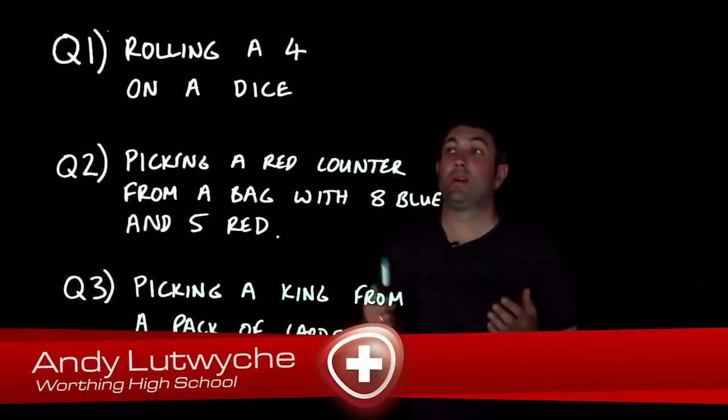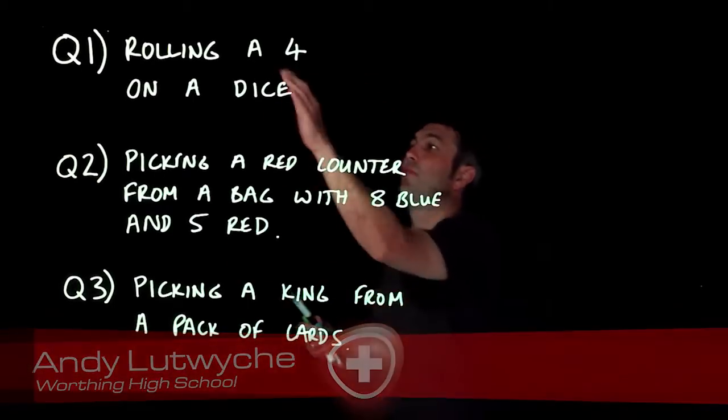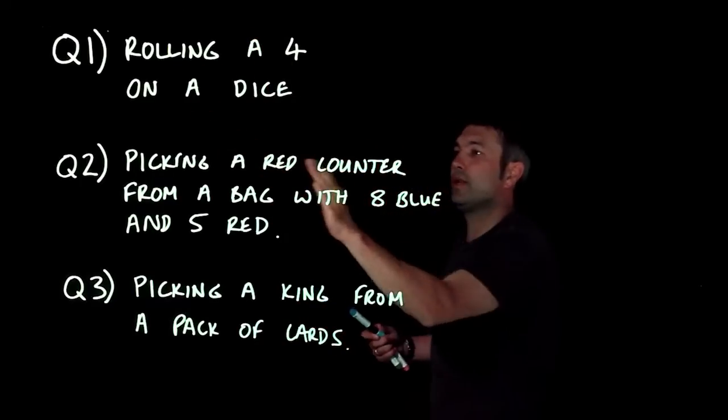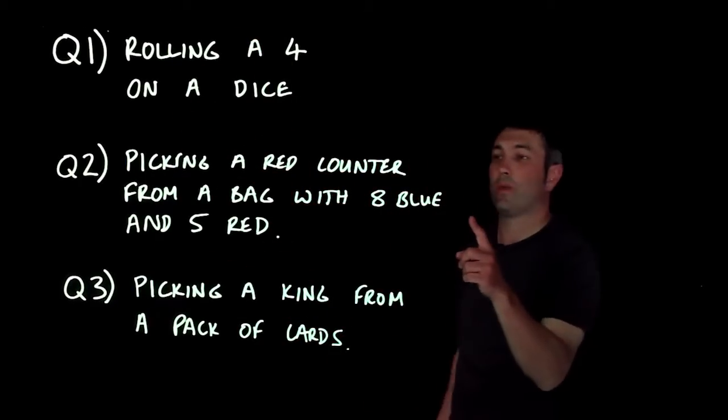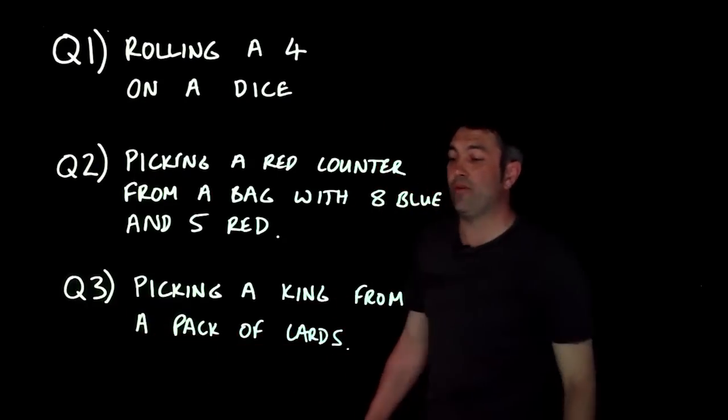Right, we're looking at the probability of certain events happening. So I've got 3 different events here. First one, rolling a 4 on a dice. Second one, picking a red counter from a bag with 8 blue and 5 red counters. And the third one, picking a king from a pack of cards.